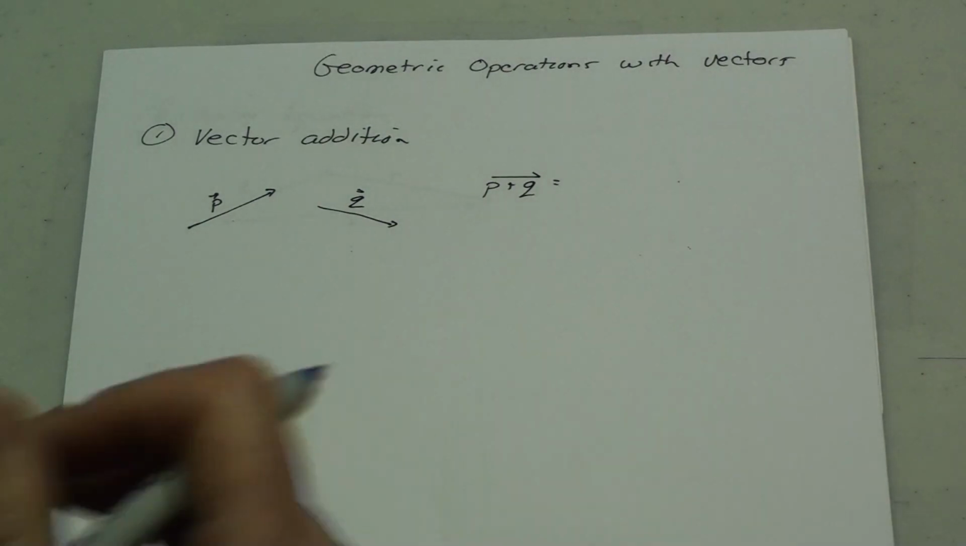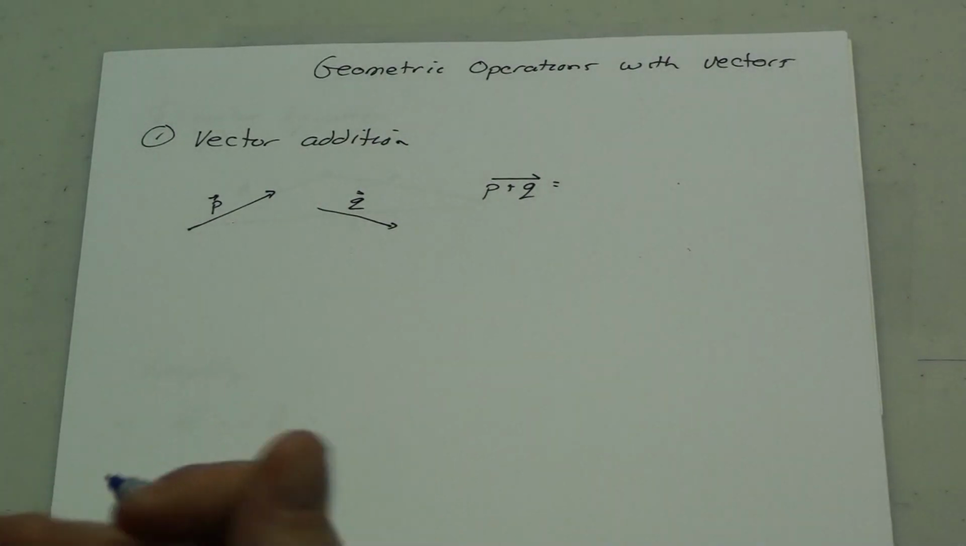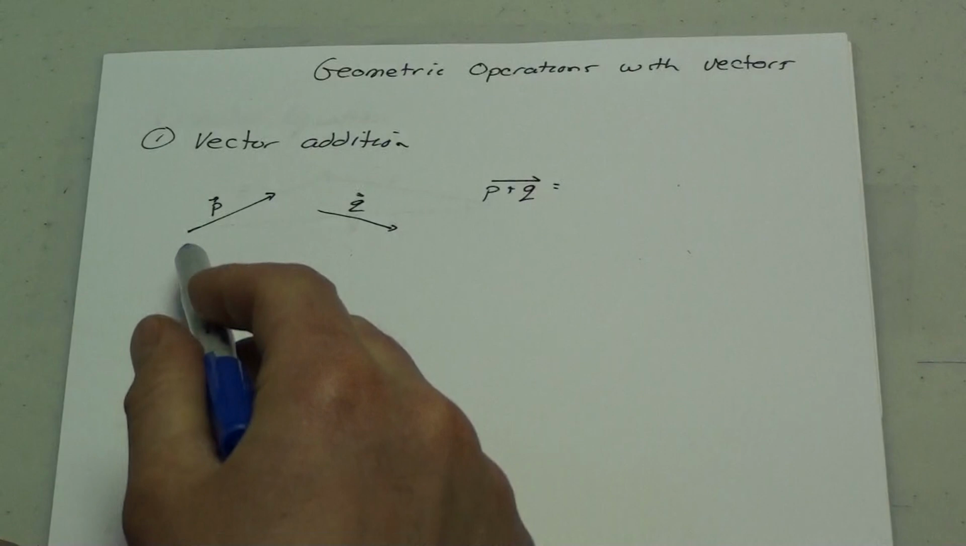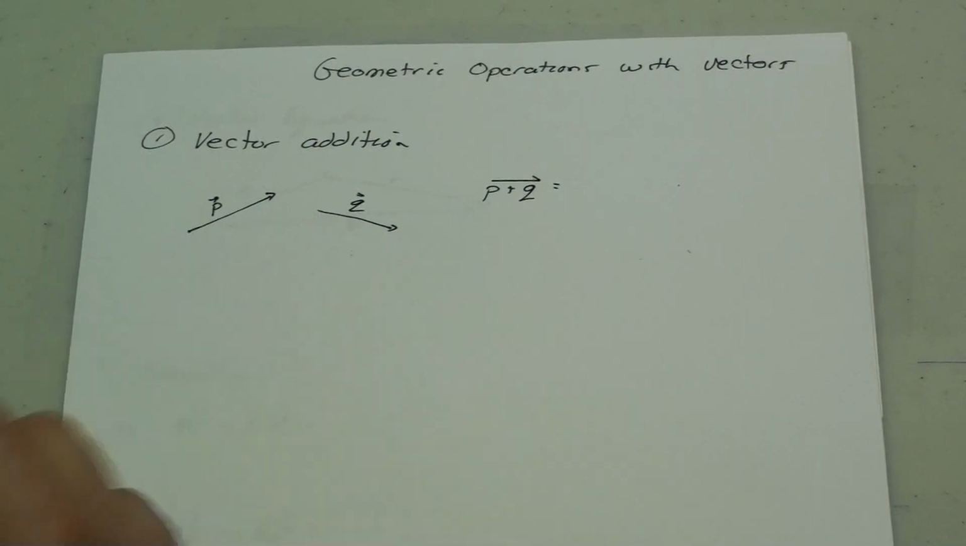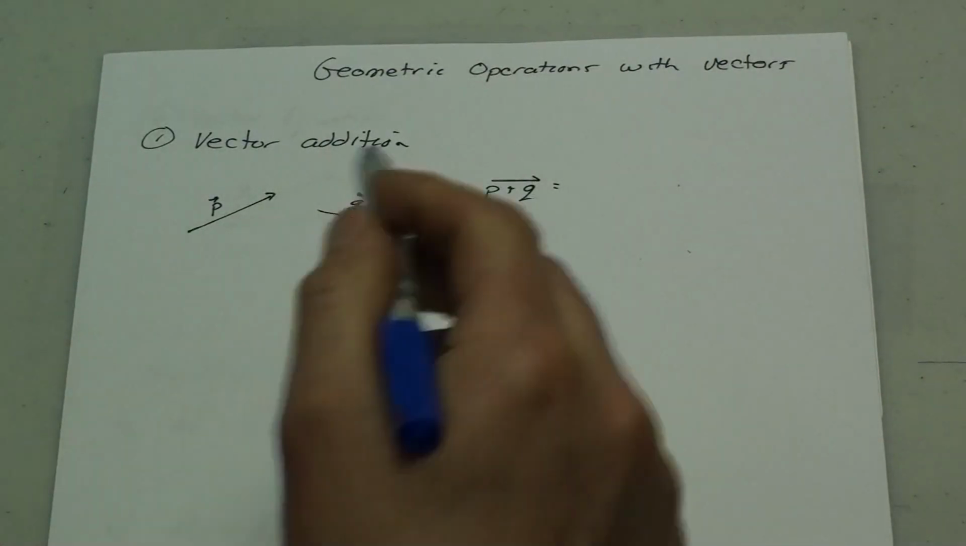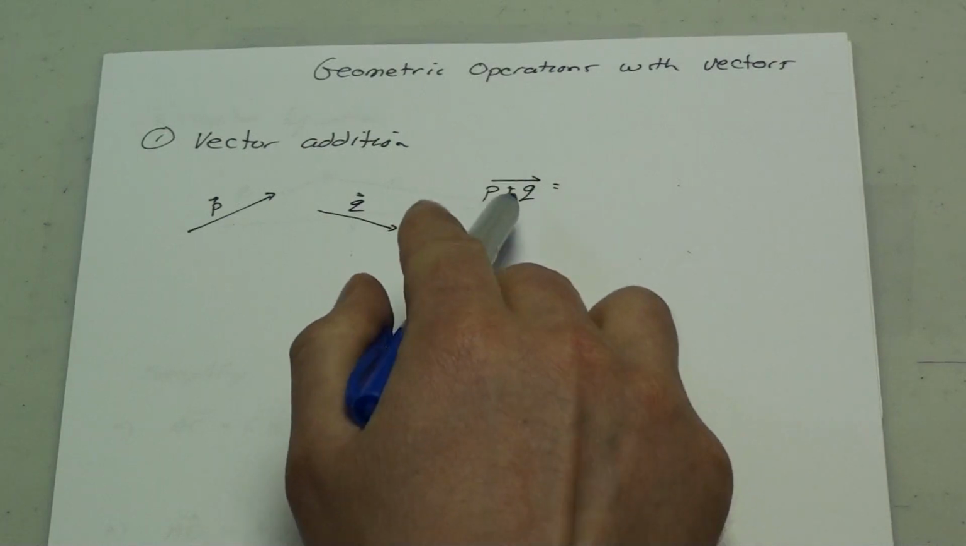Okay, in this lesson we're going to go over some geometric operations you can do with vectors. So here I have some vectors, P and Q. Now I can add them together. I can go vector P plus vector Q.